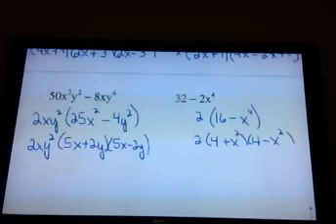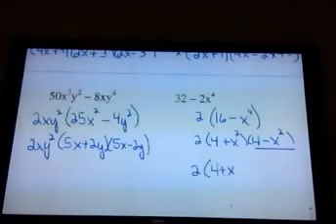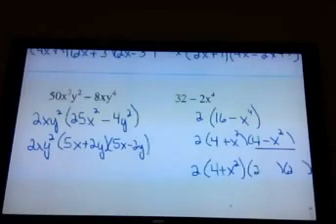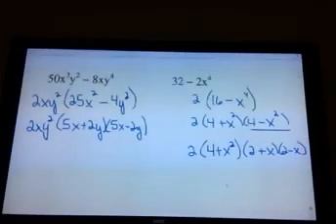The second parentheses is a difference of squares. So my 2 comes down. My 4 plus x squared comes down. And then this one breaks up again. 2 times 2 to get 4, x times x to get x squared. 1 gets a plus, 1 gets a minus. And then can I factor more? And the answer to that is no. So you're finished. Okay?